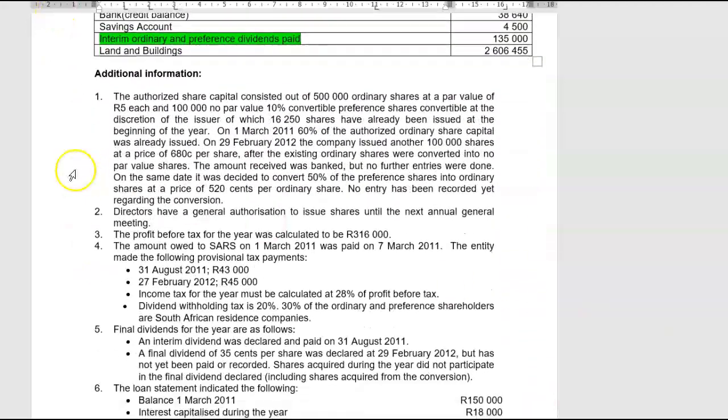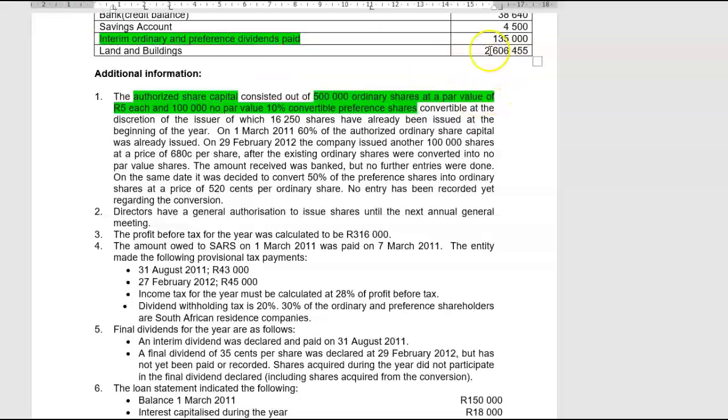Now, additional information. Number 1, the authorized share capital, very important, consisted of 500,000 ordinary shares at a par value of 5 Rand each and 100,000 no par value 10% convertible preference shares, convertible at the discretion of the issuer. Let's just stop there for the moment.